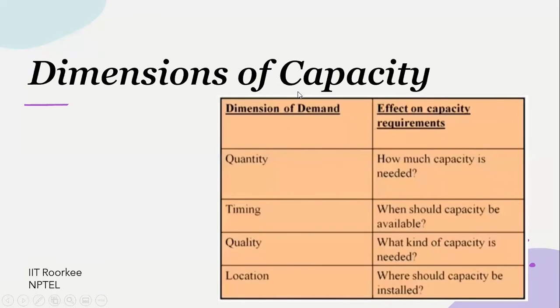These are various dimensions of capacity, similar to dimensions of demand. So quantity dimension is how much capacity is needed in our business. Time dimension is when should capacity be available. Quality dimension, what kind of capacity is needed. Location dimension, where should capacity be installed. So these are various dimensions of capacity. This I have taken from a lecture by NPTEL.